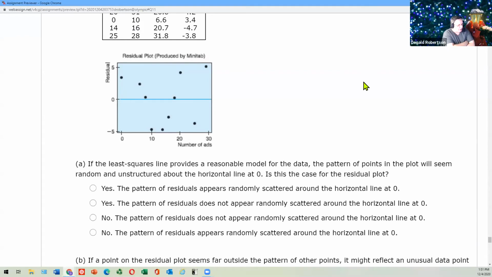Is the least square line providing a reasonable model for the data? When you look at this data, and sometimes it's a bit of a subjective decision here, does this data look like it's pretty random, or do you see some kind of pattern?